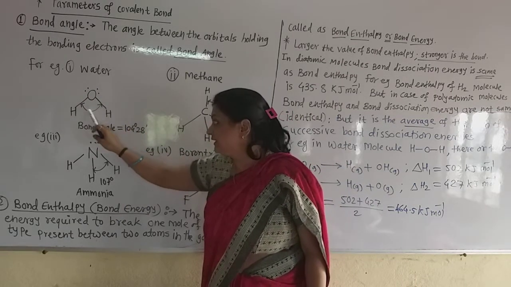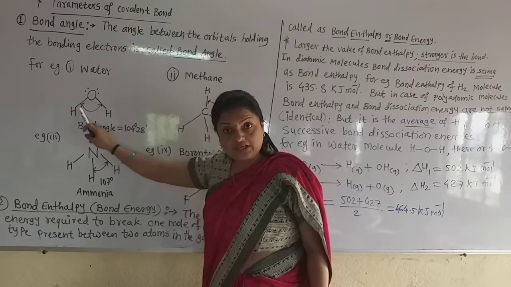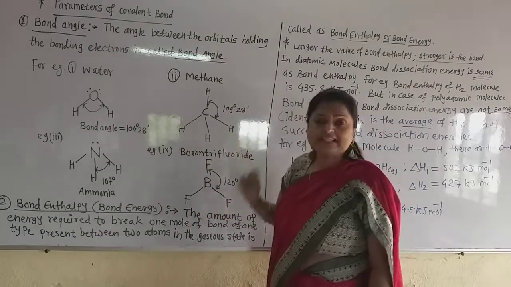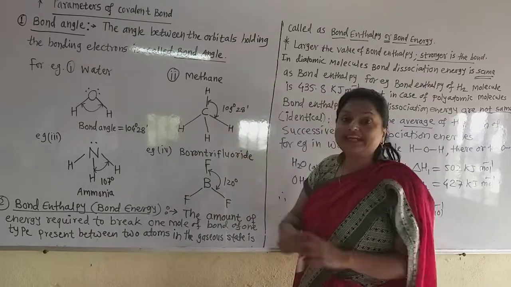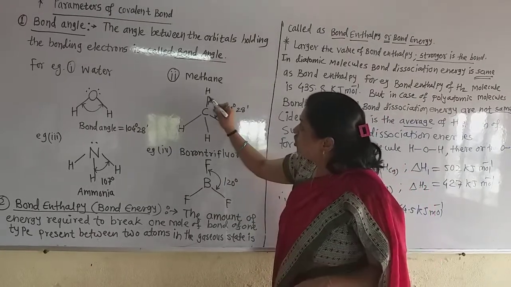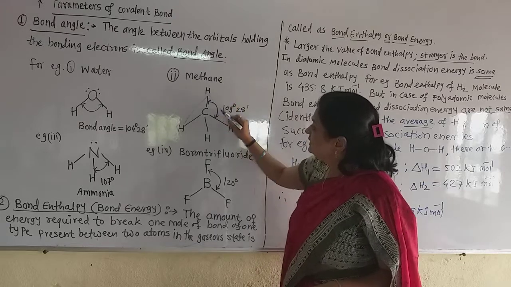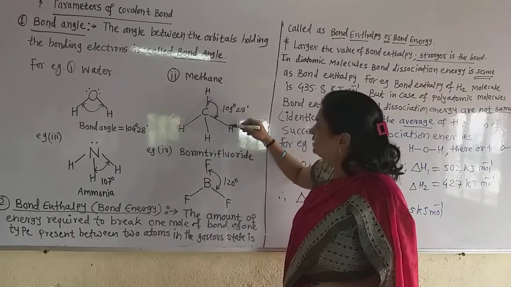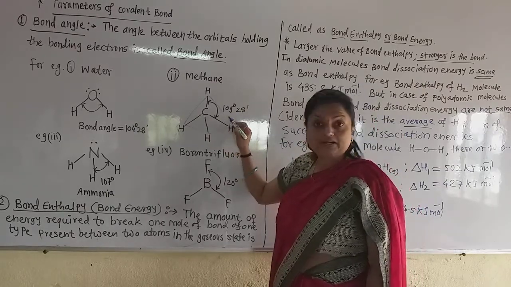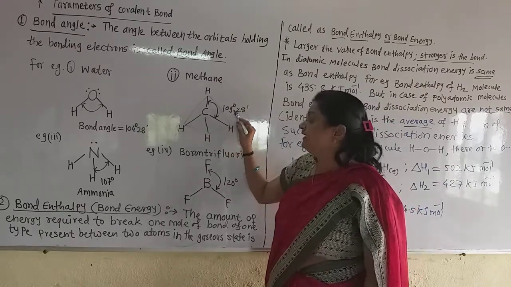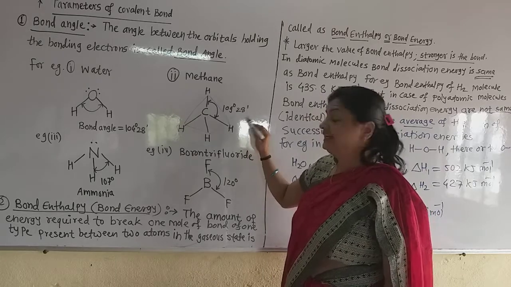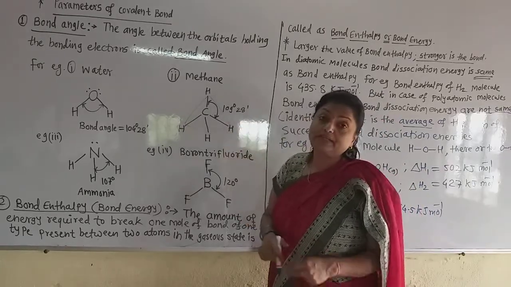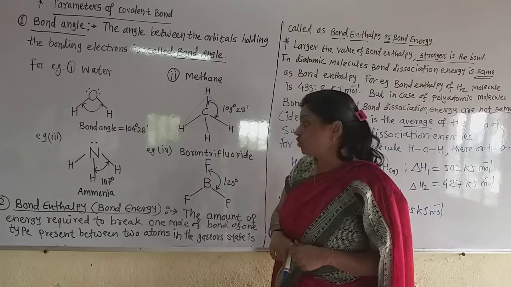So the angle between the orbitals holding the bonding electrons is called the bond angle. Now the methane molecule is a regular tetrahedron, because all bonds are equal and all bond angles are also equal, and that is equal to 109 degrees 28 minutes. This is the tetrahedral bond angle. The structure of methane is a regular tetrahedron.